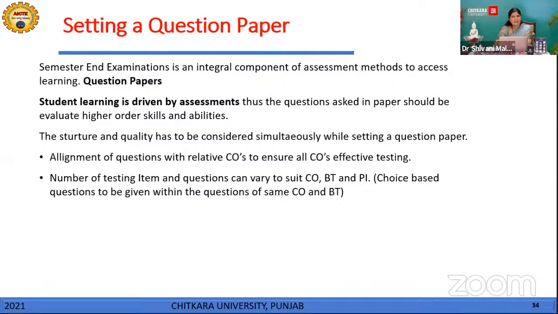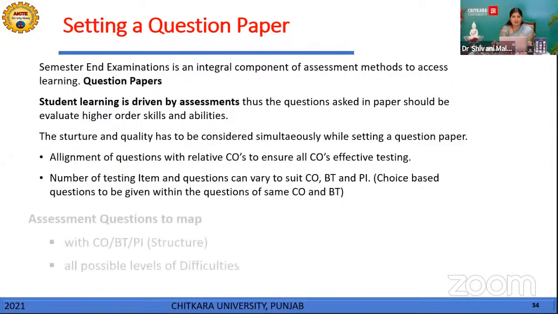What we did in the previous slides, I've just summarized in these slides. The number of testing items and questions can vary to suit your course outcomes, Bloom's taxonomy level and the performance indicators, and choice, if any, is required to be given. So while giving the choice, please make sure that you give the choice of questions aligned to the same COs and the same Bloom's taxonomy level. This is what is most important.